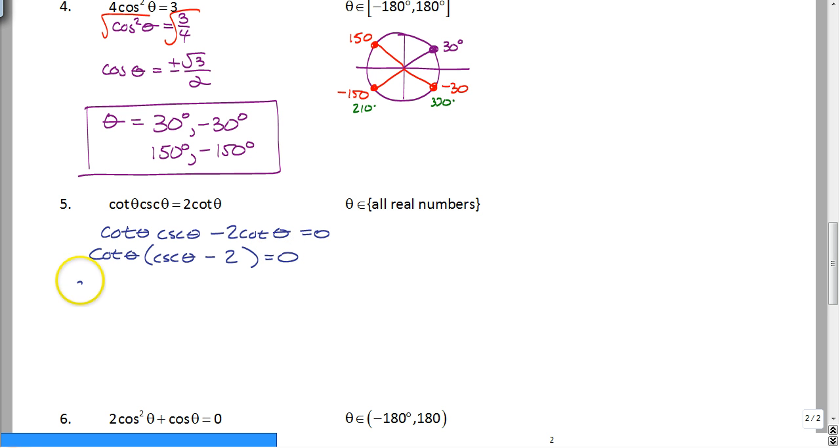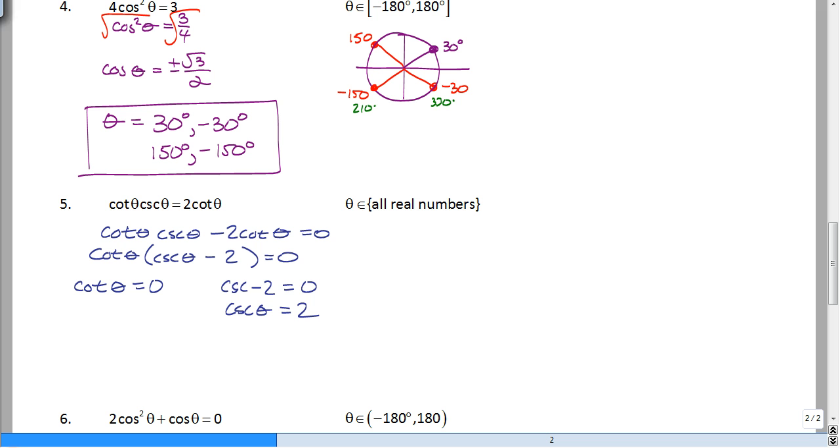Again, we're going to split this. So we have cotangent of theta is equal to 0, and cosecant of theta minus 2 is equal to 0. So cosecant theta is equal to 2. So again, we have 2 little things to worry about here.